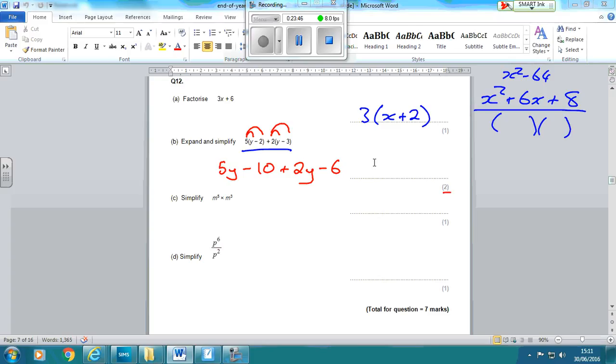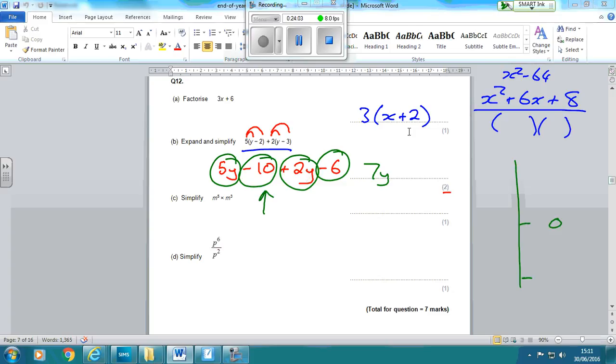So the next one, what we've got to do is 5y and then we're going to add 2y. So 5y plus 2y is going to be 7y. And then we've got minus 10, take away 6. Now the way we deal with negative numbers is we think about a number line. So the first number we come across is minus 10, which is down there, and then we're going to take away 6. So that's going to go down to minus 16. So it's going to be 7y minus 16. A lot of people struggle with that negative one.